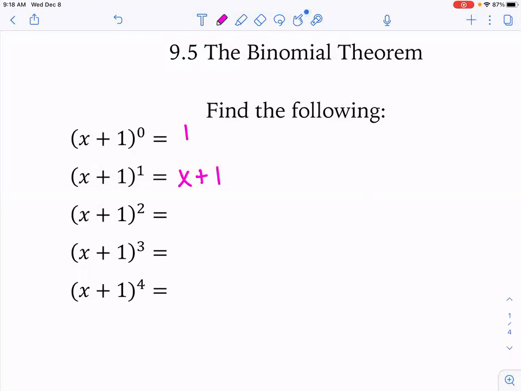You can use x plus 1 squared to help you find x plus 1 to the third. X plus 1 squared is x plus 1 times x plus 1. Like you got a FOIL.